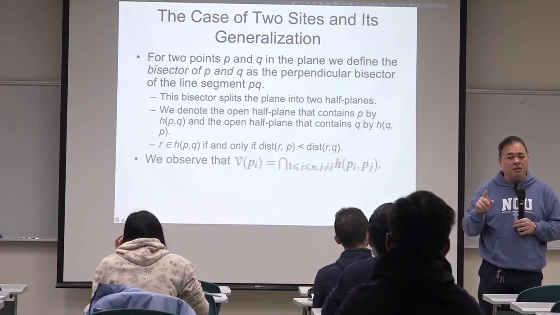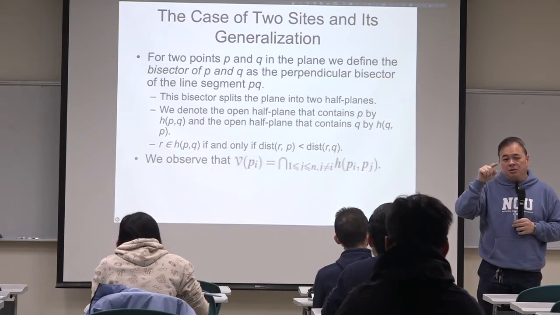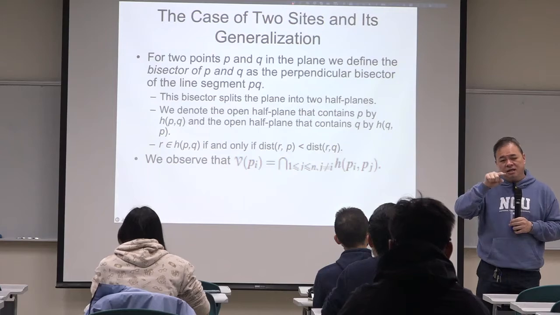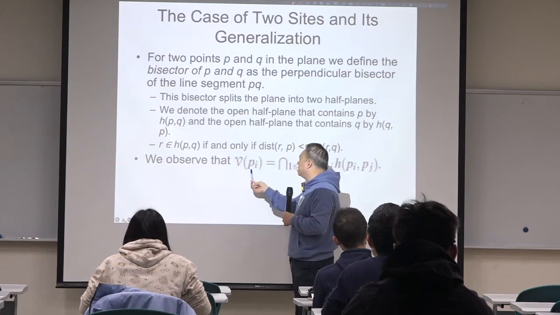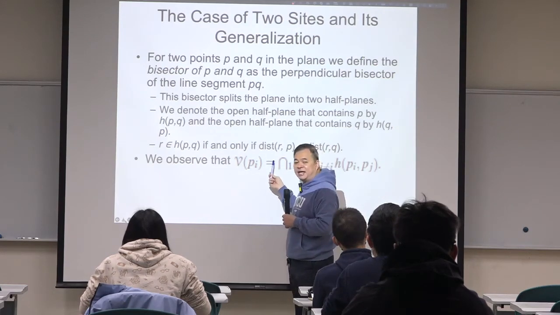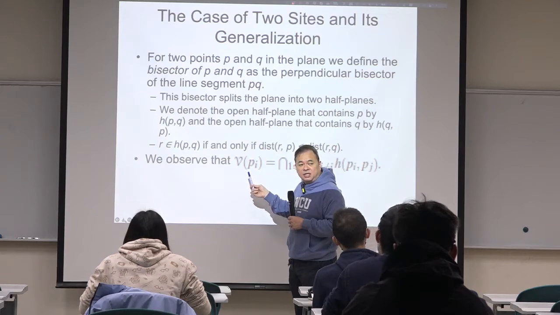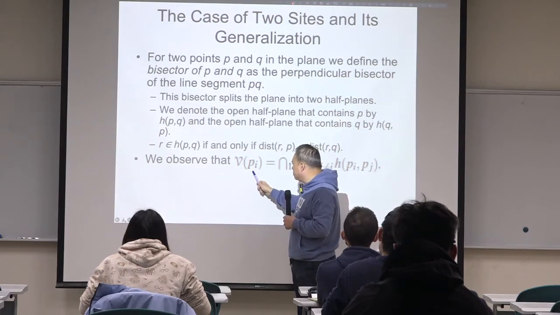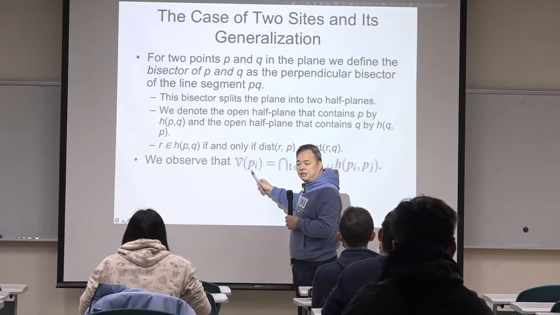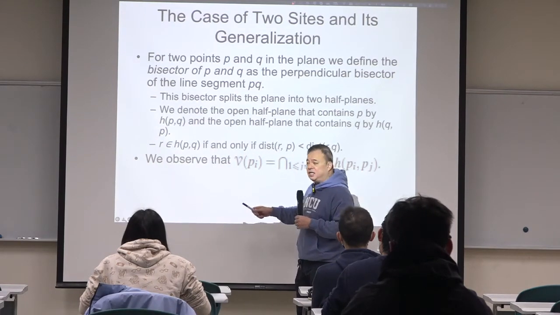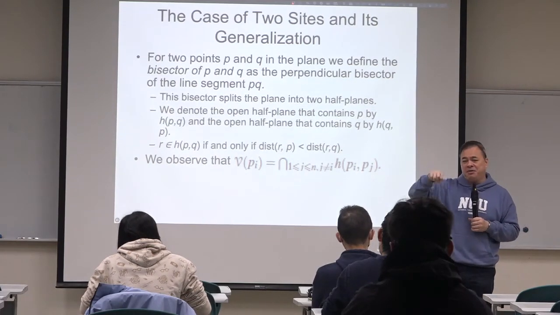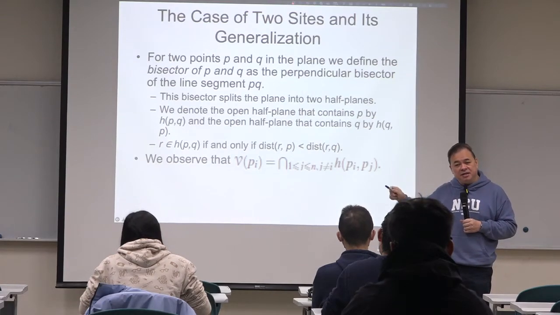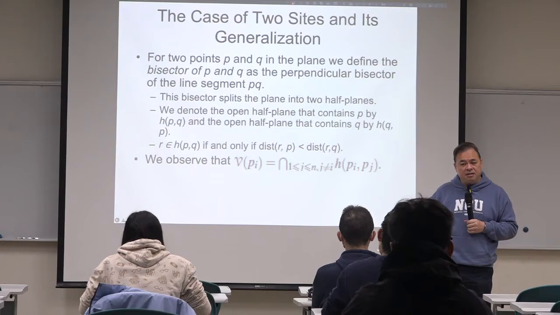So this should be very clear to you, right? Because the points in this Voronoi cell VPI are closer to PI than any other sites, right? Okay, so if a point is closer to PI than, for example, to the other site PJ, then it should fall inside the half plane of PI, PJ, right?